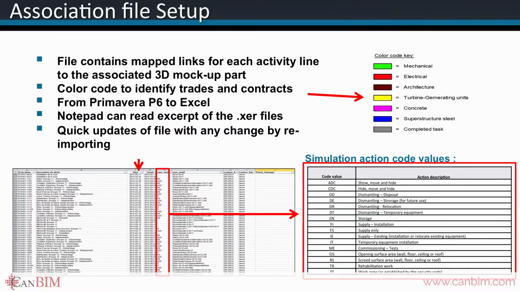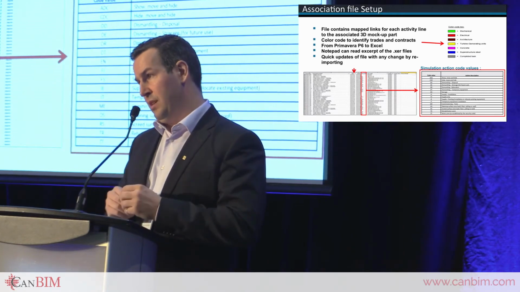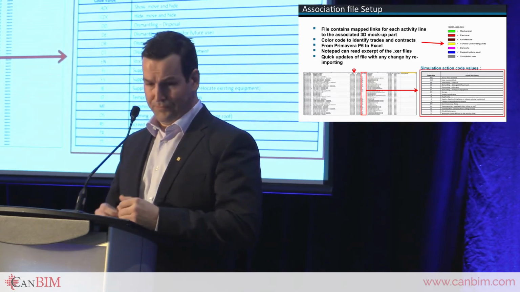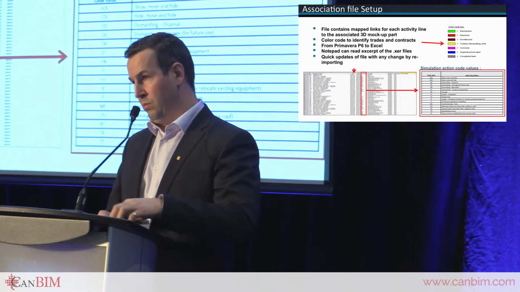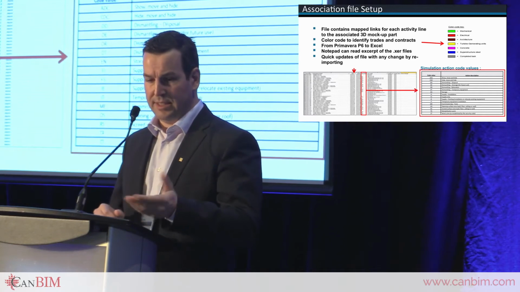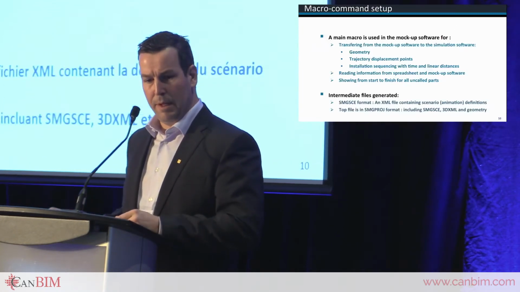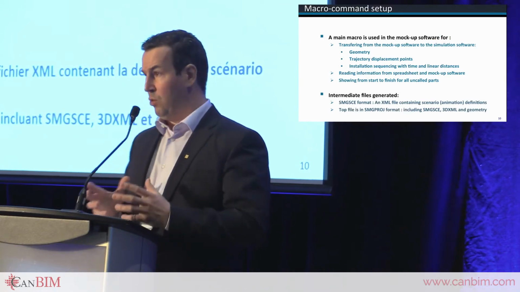But what about how to generate the association file? We use color coding. What I'm showing you here refers to the various trades, and it's a classic. So it shows contracts and or the trades. We have this color code already in our schedule, and then we can generate another Excel, and then that file is read by Macro Katia. And in that file, we've included the action codes and rates, for example, for displacement or movement.